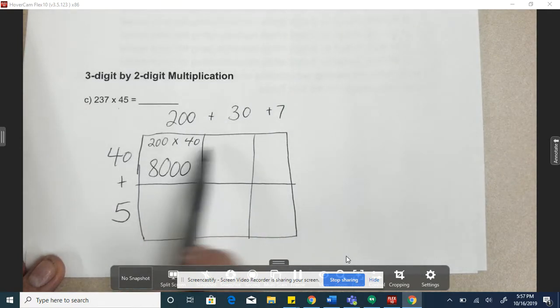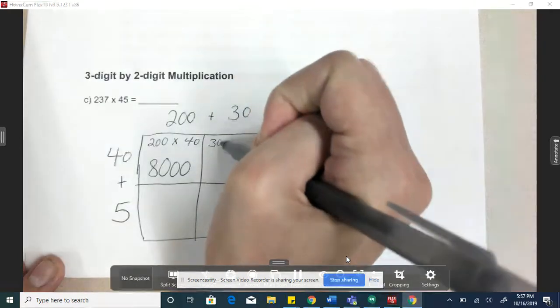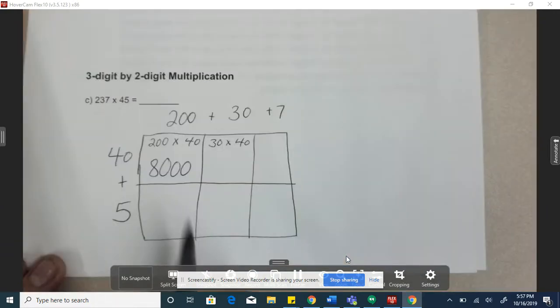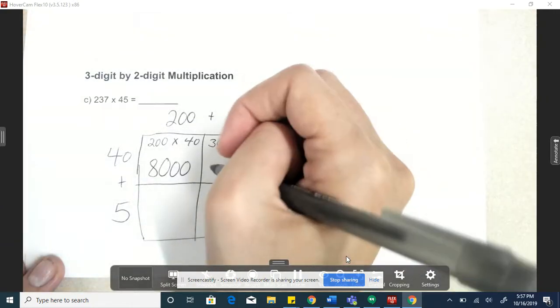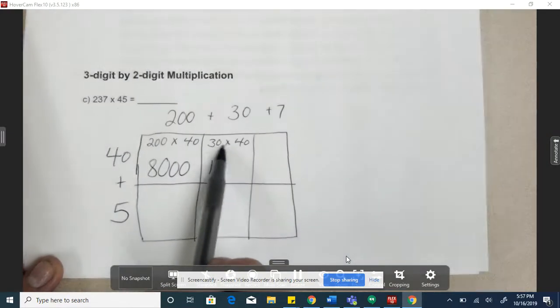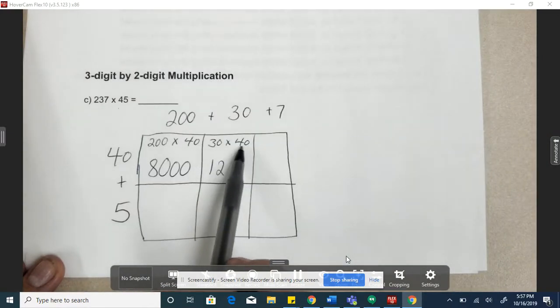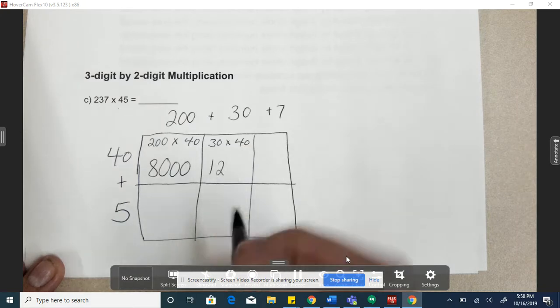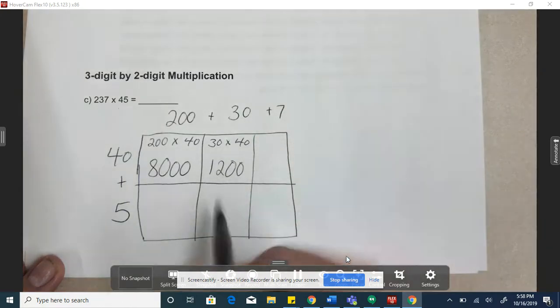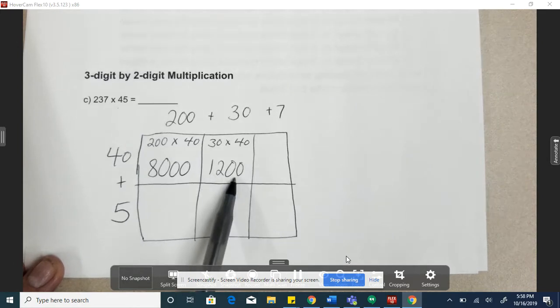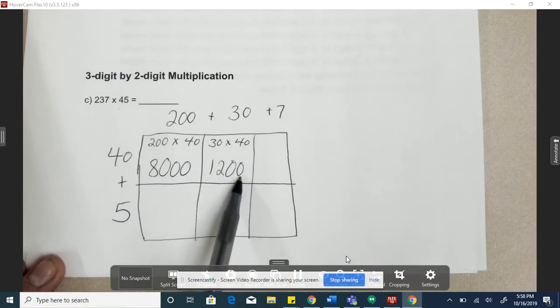Next one, 30 times 40. So let's see. 3 times 4 is 12. Because it's 3 tens times 4 tens, so tens times tens is hundreds. So I need 12 hundreds. Oh, that's 12 hundreds, which is the same as 1,200.